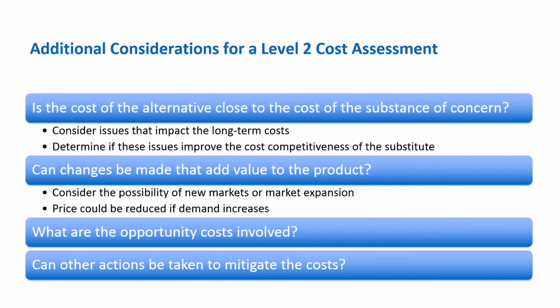What are the opportunity costs of not adopting the alternative in terms of lost markets, reputation, etc.? And can any actions be taken to eliminate or minimize the cost and availability impacts? Examples include purchasing contracts, setting volume and price for defined periods, recycling programs, product stewardship programs, and use minimization practices.